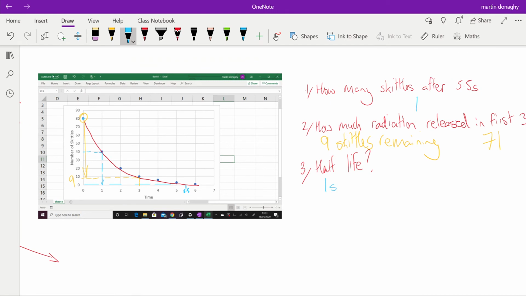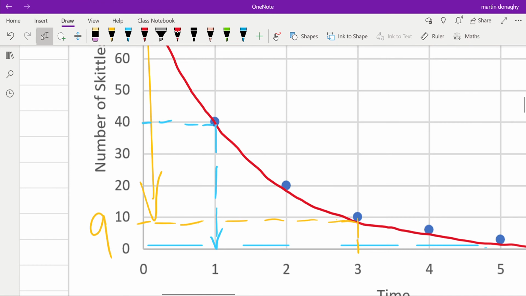How can I make that more reliable? Well, I can do it again. So I can go from 40 down to 20. Half of 40 is 20. That happens at 2 seconds. It doesn't mean it took 2 seconds to get from 40 to 20, because there were 40 left at 1 second. Therefore, it took 1 second again.